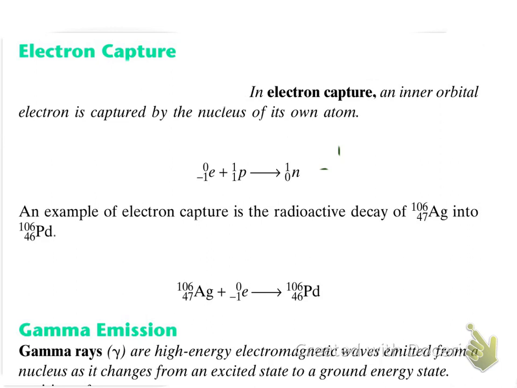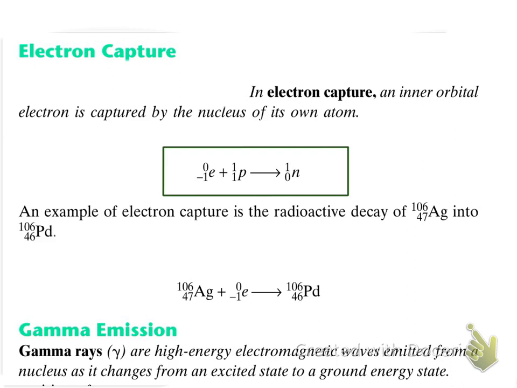Next is really the reverse of this, an electron capture. An outer orbital electron is captured by the nucleus of its own atom. So in this case, we have an electron combining with a proton, essentially to get back to the neutron. So again, electron capture is really the opposite of what we just looked at.